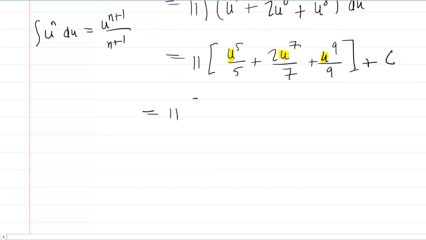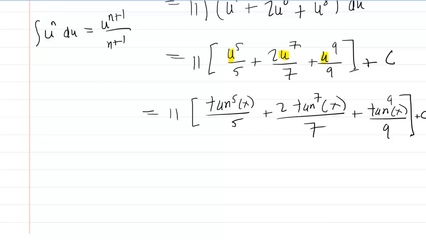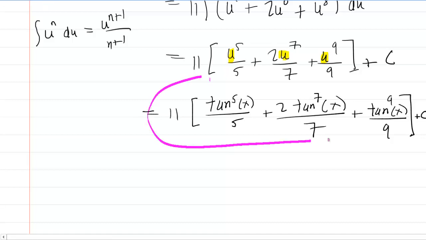Therefore, we will have 11 times tangent to the power of 5 of x over 5 plus 2 tangent to the power of 7 of x over 7, and finally plus tangent to the power of 9 of x over 9, and then squeeze in your constant of integration right there, plus C, and you're done with the problem. This becomes the final answer.